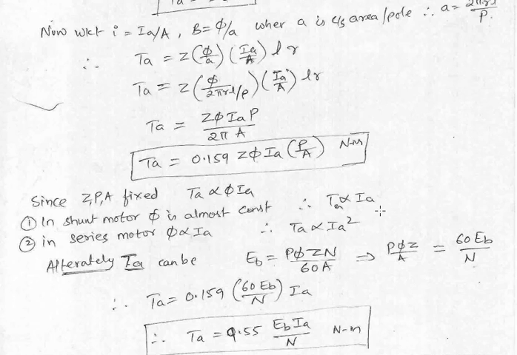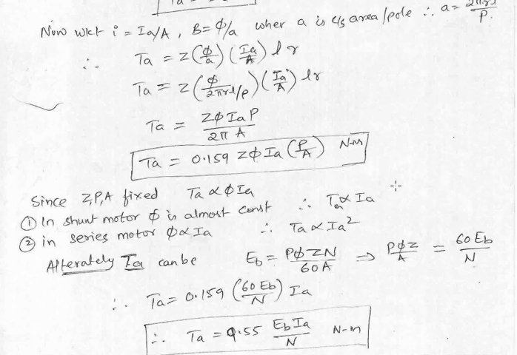We need to remember this, so it will help in understanding the characteristic of a DC shunt motor. In case of a shunt motor, the armature torque is directly proportional to the armature current. Means as the load increases, armature current increases, and linearly the torque will also increase along with the armature current.